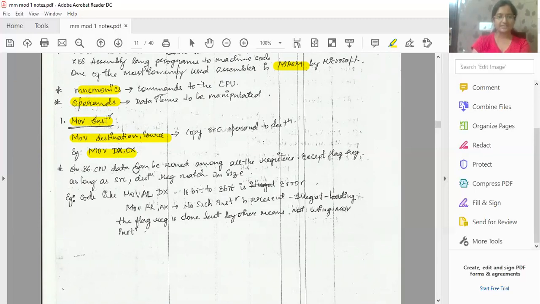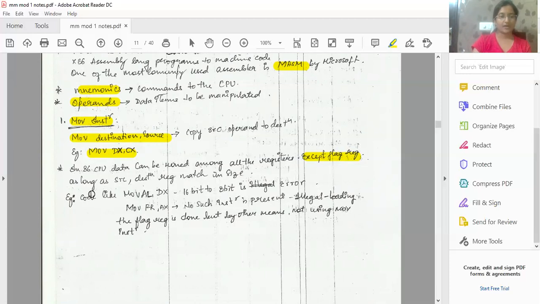In the 8086 CPU, data can be moved among all the registers except the flag register. So 8086 says we can move the data among all the registers except the flag register. Then how do we load the flag register? There are different techniques. Let us see them one by one.